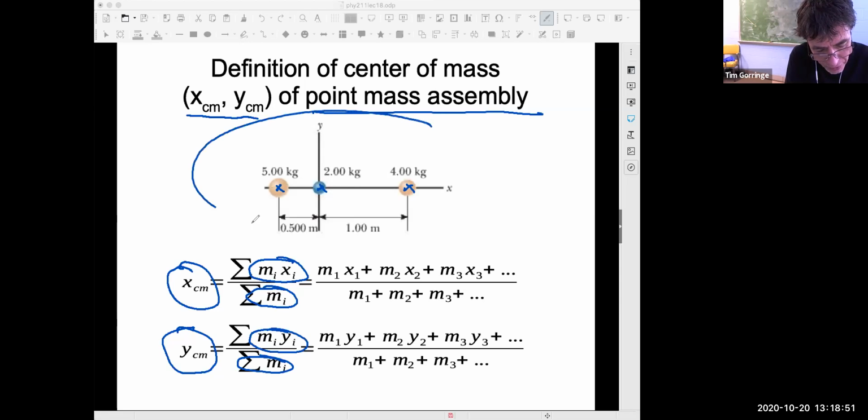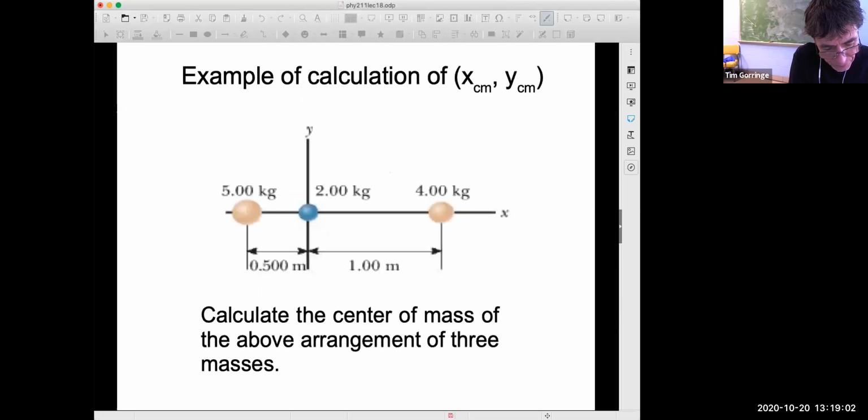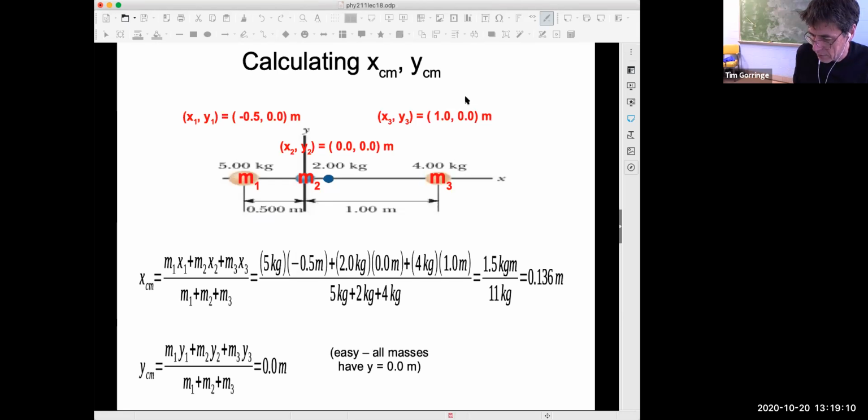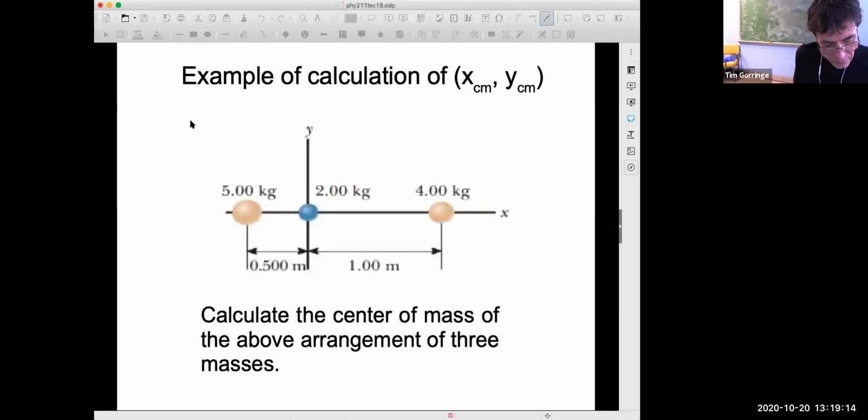And so let's see if we can calculate the center of mass for this arrangement of these 3 masses, where we know the masses and we know their XY coordinates. I'm going to calculate X center of mass, Y center of mass for this particular arrangement. I know the values of each of the 3 masses: 5, 2, and 4 kilograms. I know the X coordinates of the 3 masses: minus 0.5, 0, and 1 meters respectively. And the Y coordinates are all 0. So I've got enough information to figure out the center of mass. Let's do that.